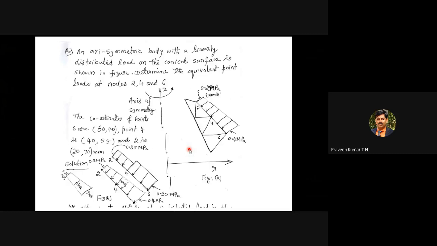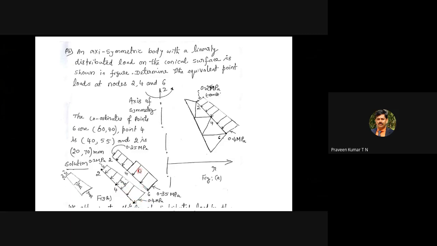Same thing is shown here. At node 4, the average load acting is 0.3 megapascal. So at node 4, it is 0.3 megapascal. If you consider the edge 6 4, at 6 the load acting is 0.4. At 4, the load acting is 0.3.